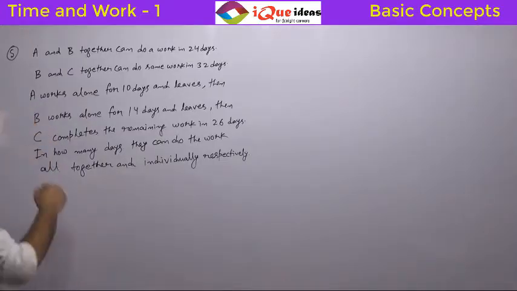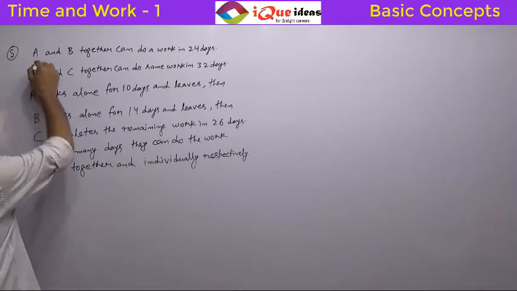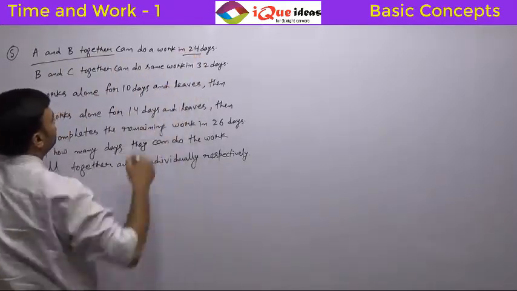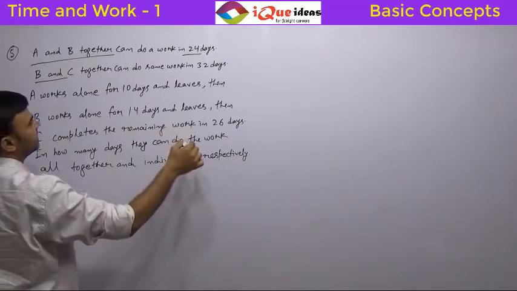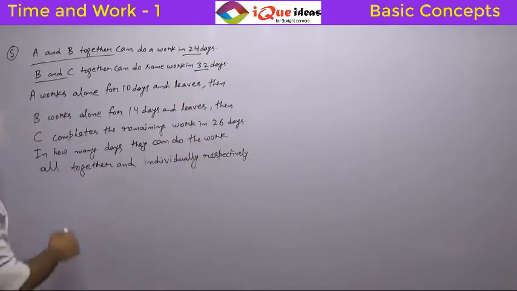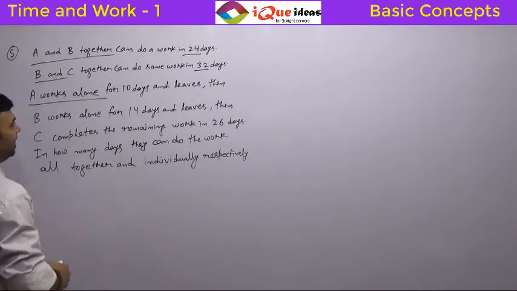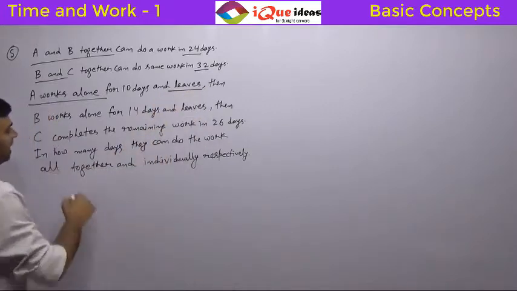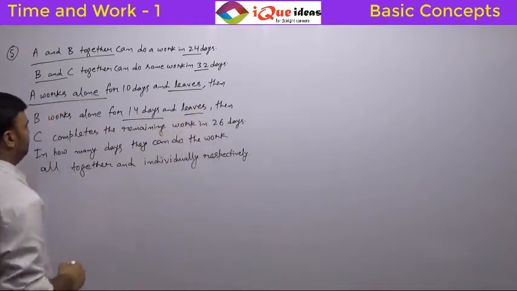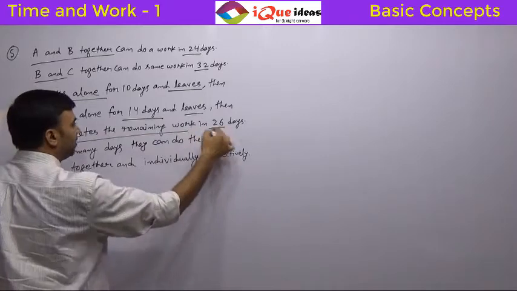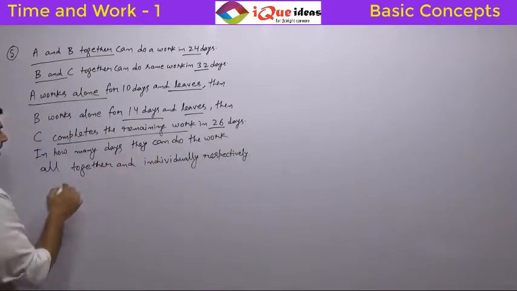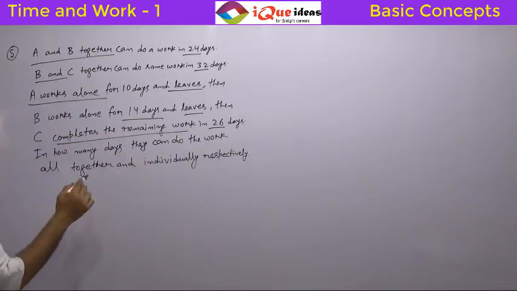Now let's take a look at this question. It says A and B together can do a work in 24 days. B and C together can do the same work in 32 days. A works alone for 10 days and leaves. Then B works alone for 14 days and leaves. Then C completes the remaining work in 26 days. In how many days they can do the work all together and individually respectively.